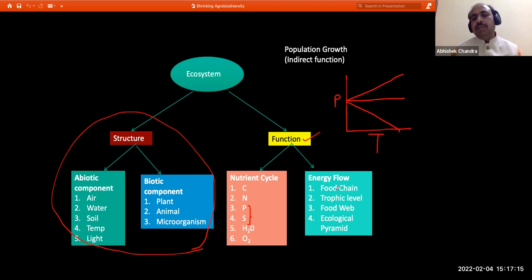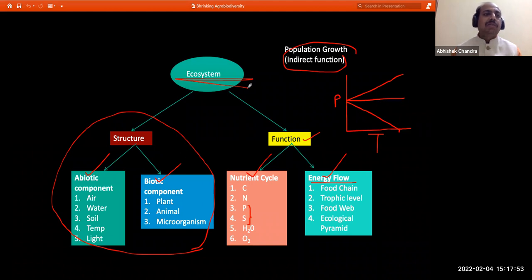And the food chain, trophic levels, food web and ecological pyramid are the functions. So wherever you find that the abiotic component is present, the biotic component is present, with nutrient and energy flow and population growth, then that area can be considered an ecosystem. Hypothetically, any place where you find biotic and abiotic components with nutrient and energy flow can be considered an ecosystem.